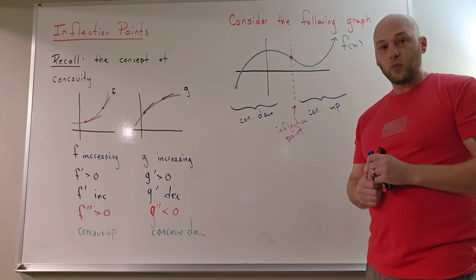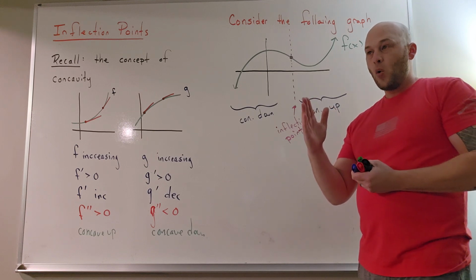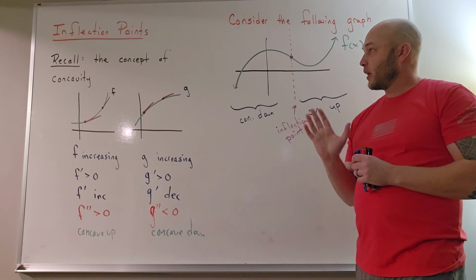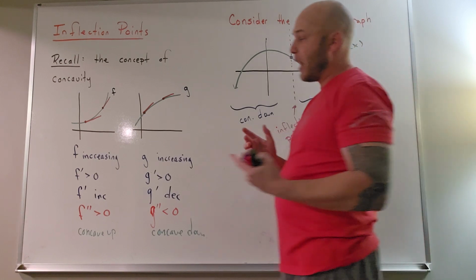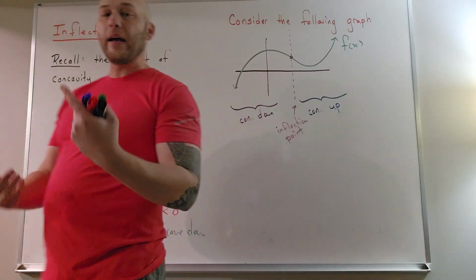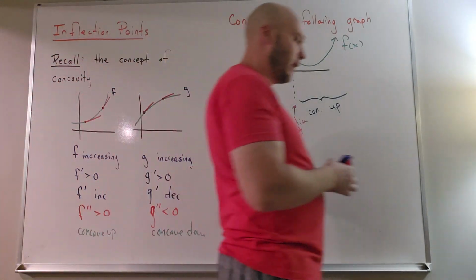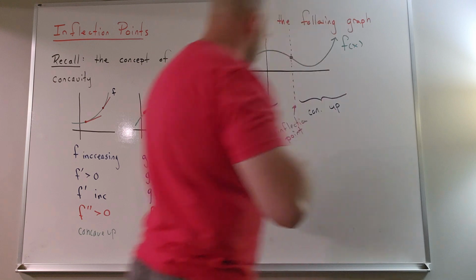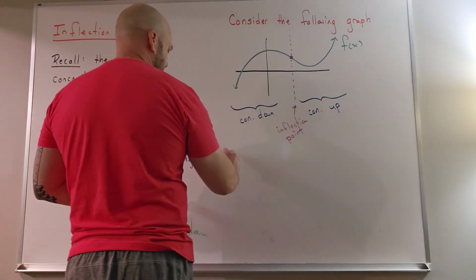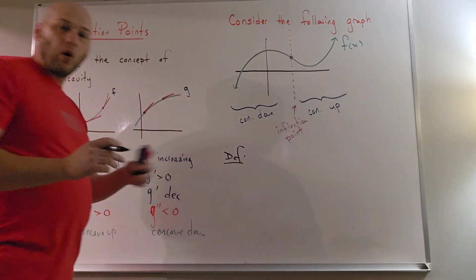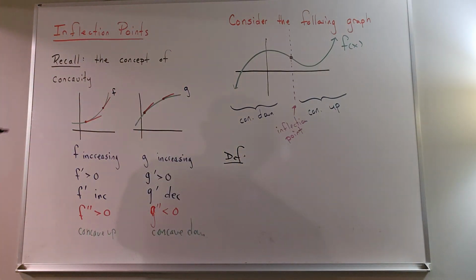So conceptually, that's what it is. It's a point on a graph where the concavity differs on either side. Okay, so that's what it is conceptually. Now let's see, how can we determine how to find those mathematically? Okay, so let's take a look at a variety of examples. Actually, let me give you the official definition first. Then we'll go back and we will look at examples.